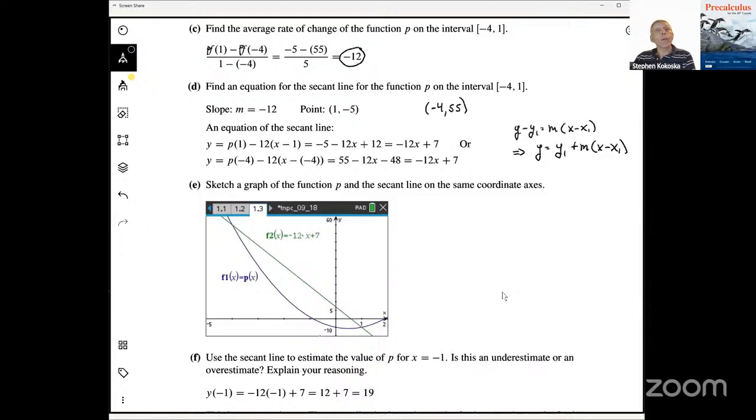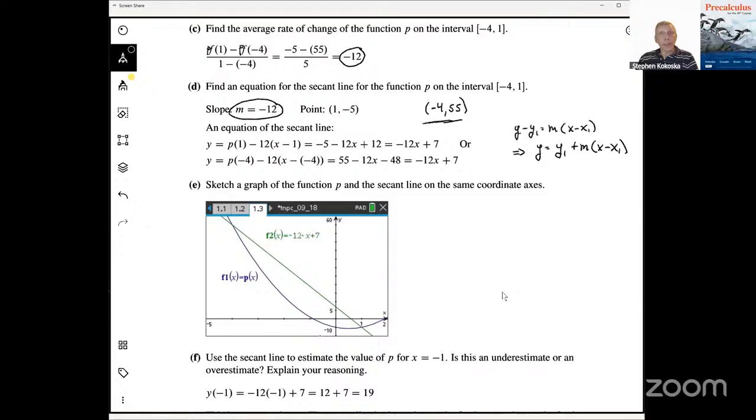In part D, we want to find an equation for the secant line for that function p on that interval -4 to 1. Well, that average rate of change that we just found up there in part C is the slope of the secant line. Now, there are 2 points that I could use here that are at hand. I could use (1, -5), which I wrote off to the side here. I could also use (-4, 55) if I wanted to. I know that those are 2 points on the graph of p that the secant line passes through.